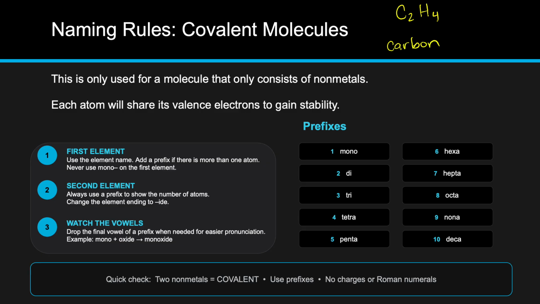And it says to add a prefix if there is more than one, meaning if it's just one carbon, you just write carbon. But if there's more than one, then you need to write the prefix. So this would be dicarbon. Then you're going to write out your second element, hydrogen. However, you will always use the prefix for this one, and you will change the ending of the element to IDE, just like we did in ionic naming. So this would be tetrahydride. So C2H4 would be dicarbon tetrahydride.